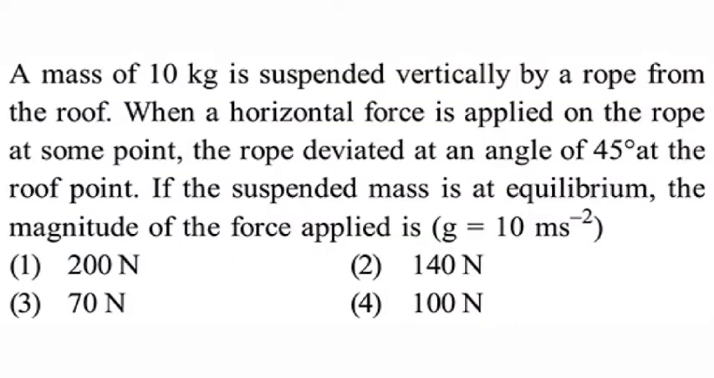Let us take the next question. A mass of 10 kg is suspended vertically by a rope from the roof. When a horizontal force is applied on the rope at some point, the rope deviates at an angle of 45 degree at the roof point. If the suspended mass is at equilibrium, the magnitude of the force applied is: the options are first one 200 Newton, second one 140 Newton, third one 70 Newton, and fourth one 100 Newton.